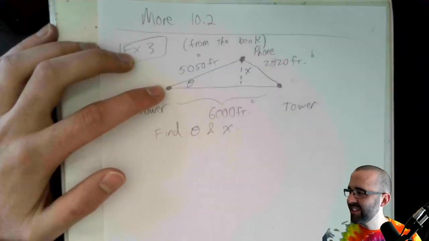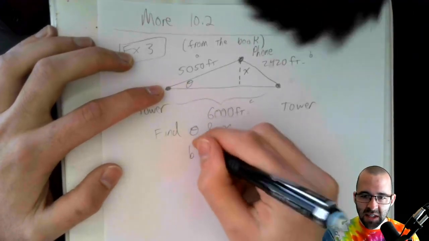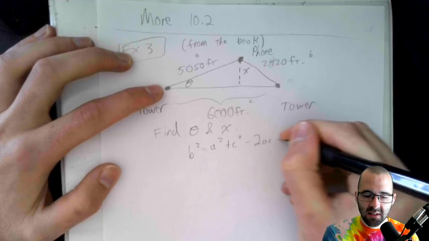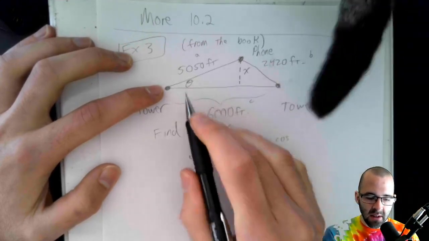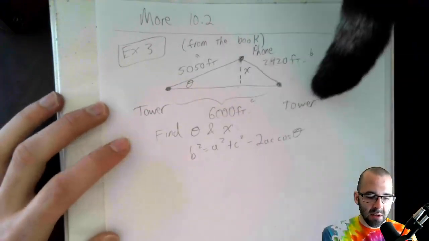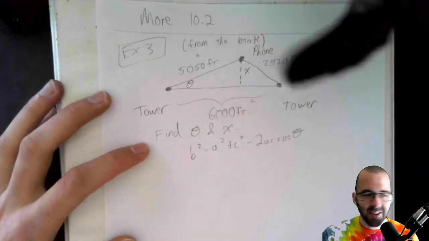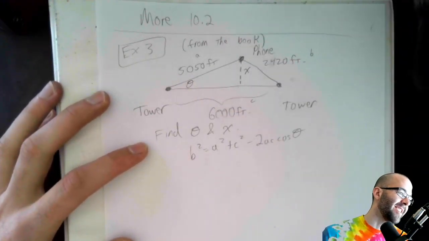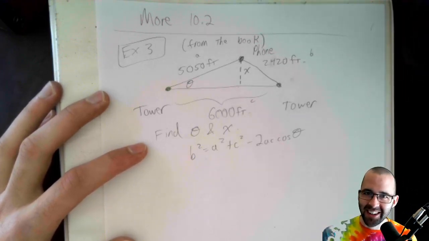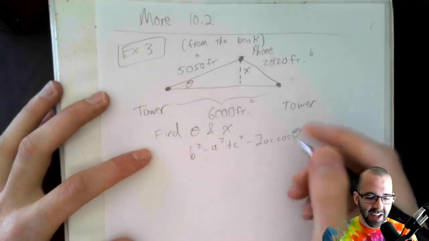So we just write it down again. B squared equals A squared plus C squared minus 2AC cosine of B. Again, B in this case is theta. You could write B or theta as you prefer. And you just plug things in. So, how long are you going to stand there, cat? Don't mind the tail.